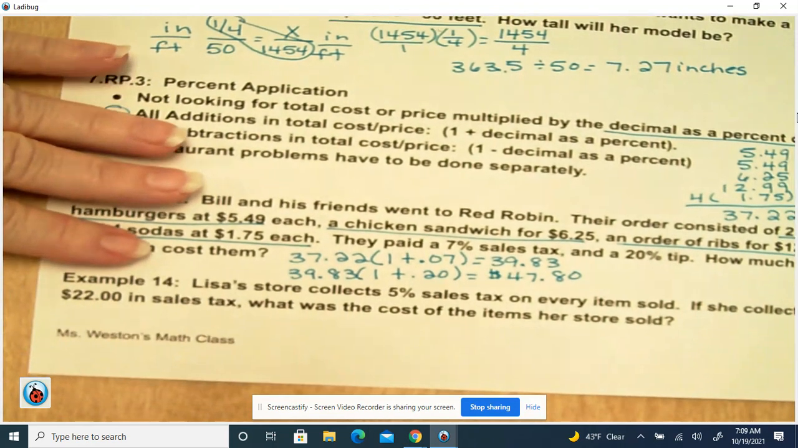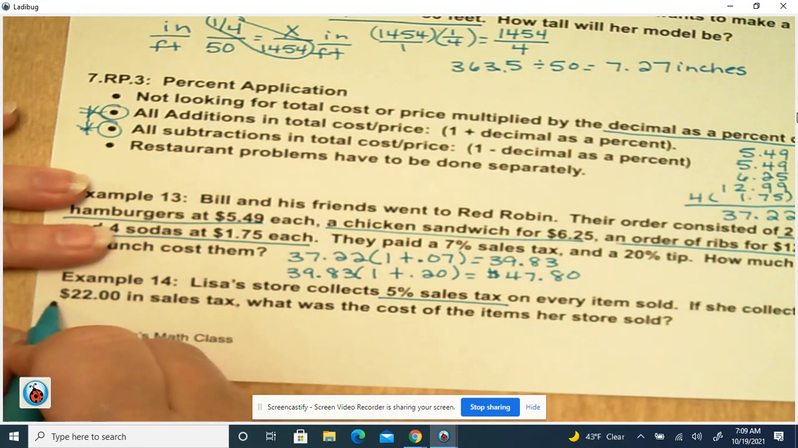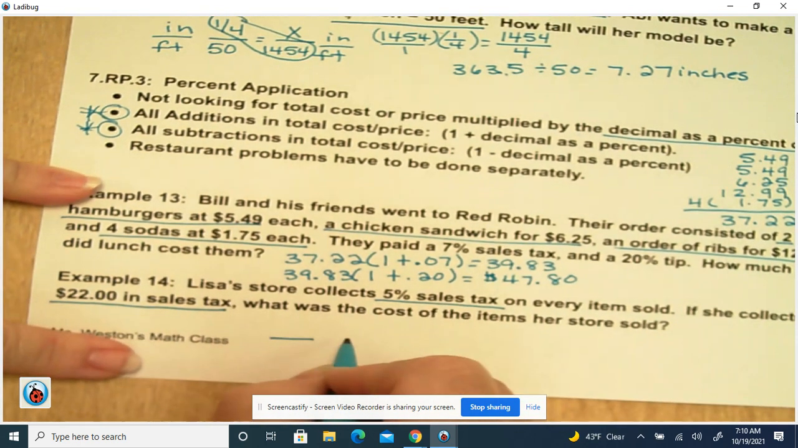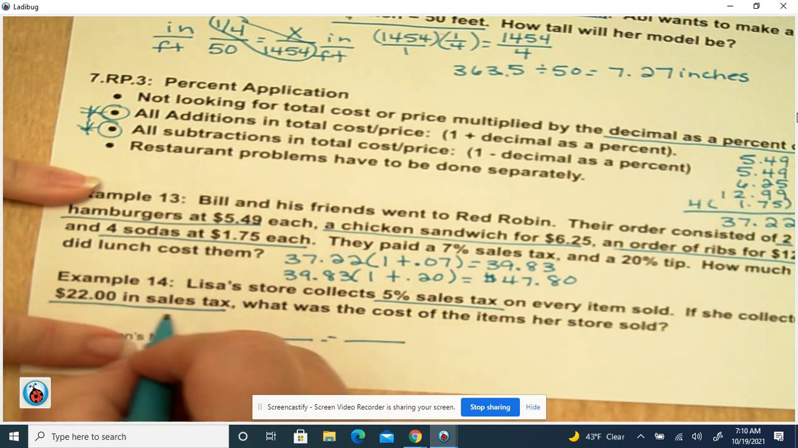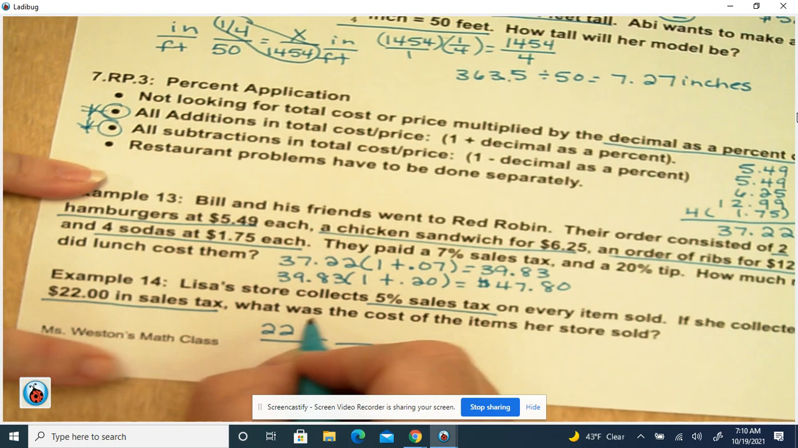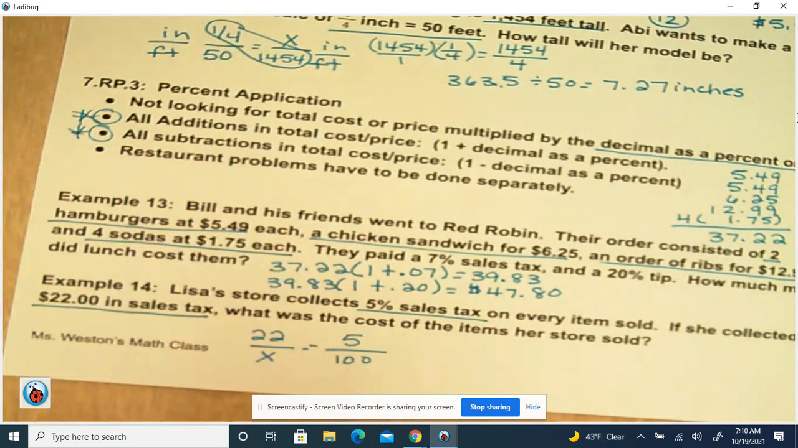And the last one for page 4. Lisa's store collects 5% sales tax on every item sold. If she collected $2.20 in sales tax, what was the cost of the items her store sold? So we do that. We've got a percent. Let's do the percent proportion with this one. Because sales tax is part, right? That's part of everything you pay. So we could put 2.20 there, and then we have the 5%, and then the 100. And then we're looking for the whole cost that they added the $2.20 to.